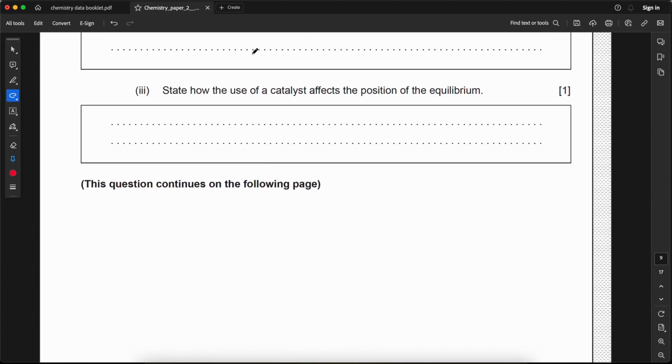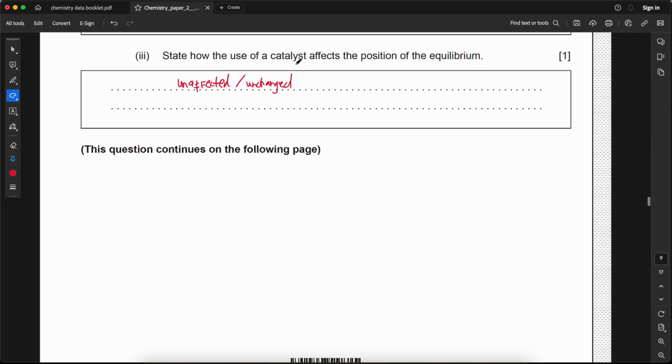State how the use of a catalyst affects the position of equilibrium. It won't be affected, it is unchanged, because a catalyst speeds up the rate of both the forward and reverse reactions equally. It does so by providing an alternative pathway with lower activation energy for the reaction to proceed, but it does not alter the position of equilibrium. It just speeds up the reaction for both the forward and reverse reactions. Therefore, adding a catalyst will not affect the position of the equilibrium.